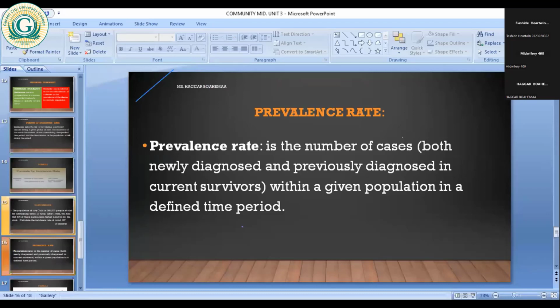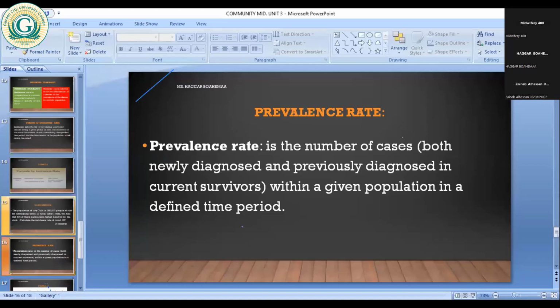So we are going to the prevalence rate, and it's the number of cases. When we talk about the prevalence rate, we are talking about the number of cases, both new and old. Please, my hand is up. Please, I'll pick questions later, okay? So please, let me get there, all right? Maybe I'm even coming to answer your question. So please take time. So prevalence rate, we are talking about the number of cases, both new and old cases, within a given population in a defined period.